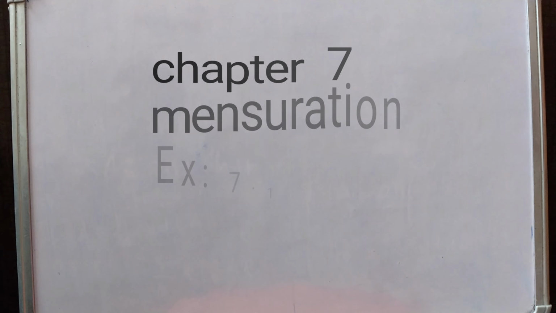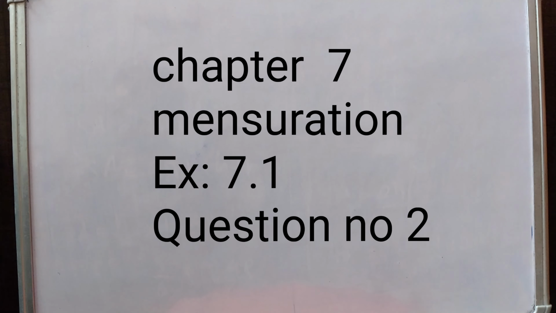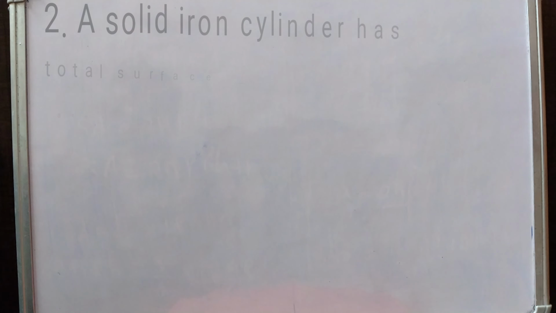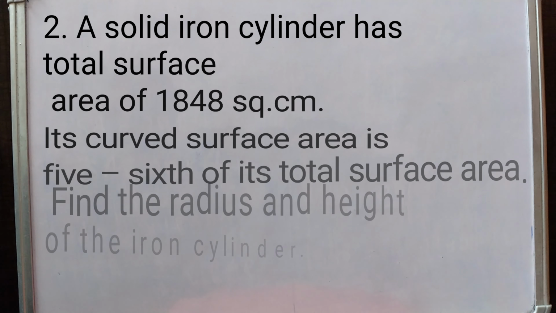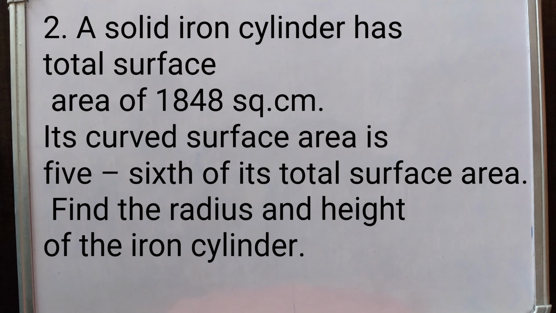Chapter 7 Mensuration, Exercise 7.1, Question number 2. We are given the question: a solid iron cylinder has TSA, that is total surface area, of 1848 cm square and its curved surface area is 5/6 of its total surface area. Find the radius and height of the iron cylinder.